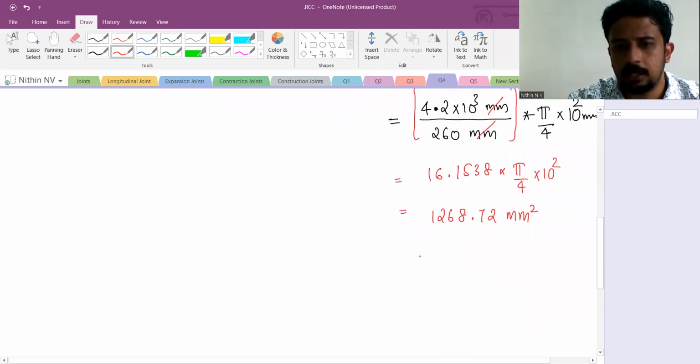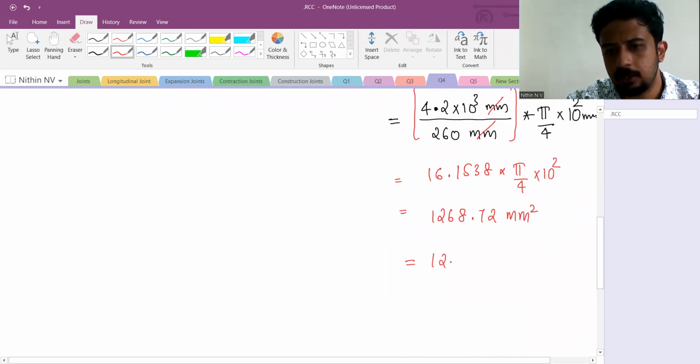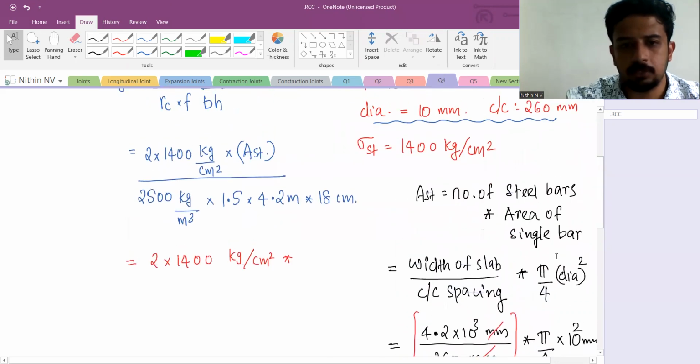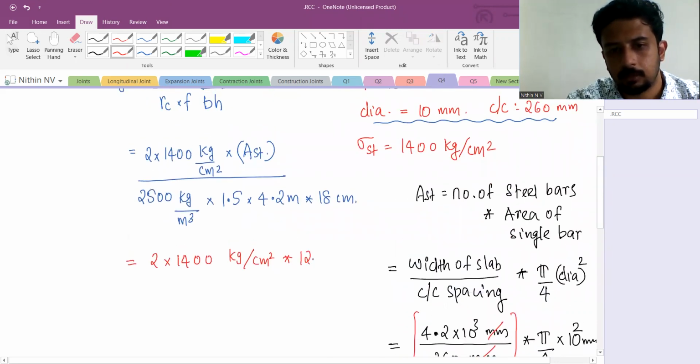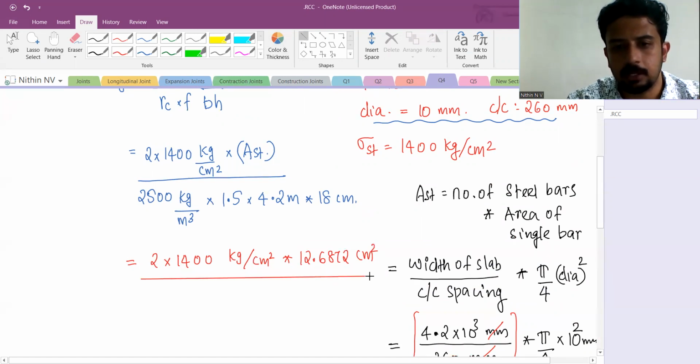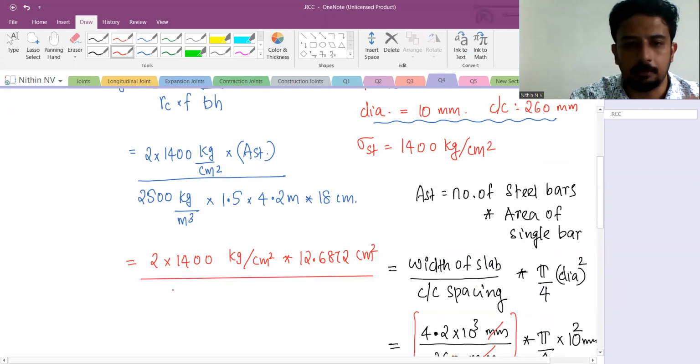Now, if this is in mm square, how much centimeter square will it be? 12.6872 centimeter square, right? Got it? Don't make mistakes in the conversions, okay? So 12.6872, in which unit? Centimeter square. Now centimeter square and centimeter square will get canceled. In the numerator, I'm going to get only kilogram.